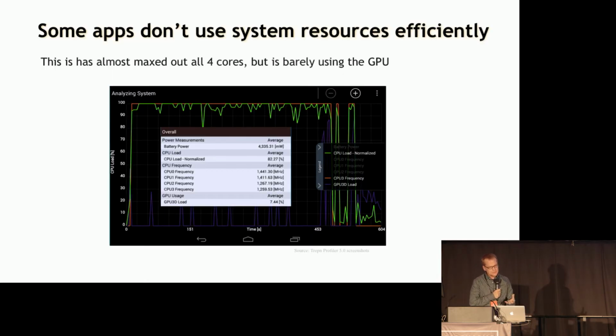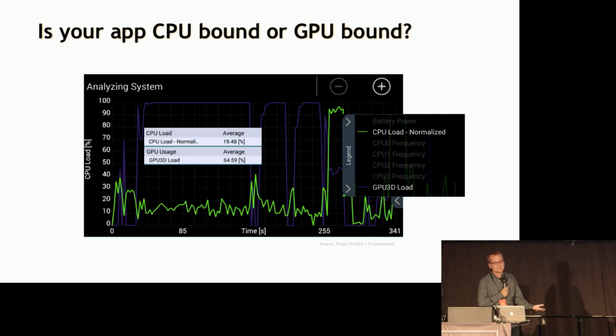Does your app use all the system resources? There's a lot of different ways to determine this. Pretty much any profiling software will show you. In this particular case, I'm showing Trepn. This app is actually maxing out all 4 cores, but almost ignoring the GPU entirely, so that's something that's not good. You want to be aware if your app's GPU or CPU bound. Again, there's a lot of different ways to determine this. This app is obviously GPU bound.